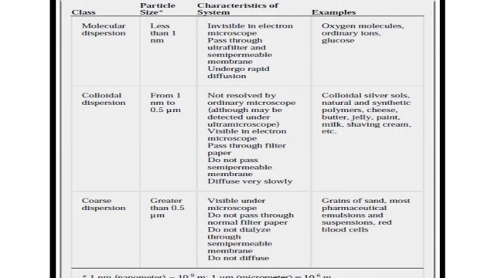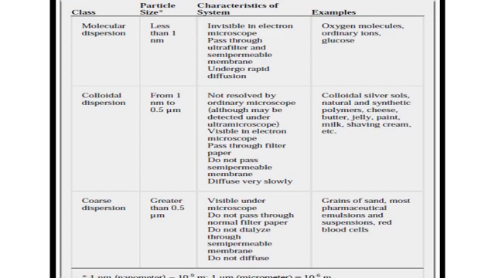Now let's see the differences between these systems. The first one is the molecular dispersion. In the molecular dispersion, the size is always less than 1 nanometer. This means the particles of a molecular dispersion cannot be seen through a conventional microscope, nor even through an electron microscope. Molecular dispersions easily pass through filter paper as well as the semi-permeable membrane. Examples: oxygen molecules in water, ordinary ions, and glucose solution, as I have already told you.